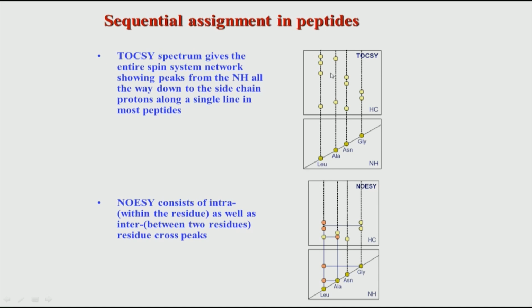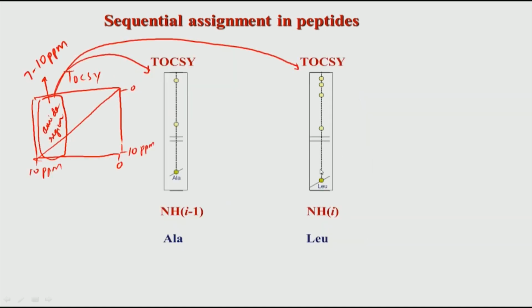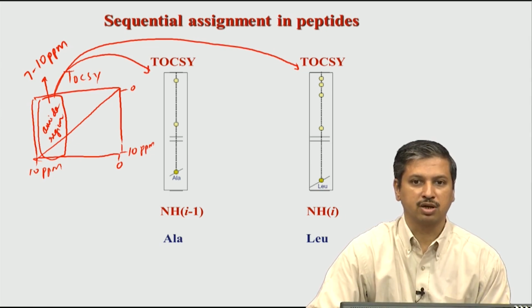This is the TOCSY region, but again remember we are looking only at the amide region, 7 to 10 ppm, where all the peaks of the amide portion come in. The amide means NH. For a given residue, let us say i, suppose we have identified the spin system, and we know it is a leucine spin system. Right now in this class we are going through schematic drawings, not a real peptide. We will see data from an actual peptide in the next few slides, but right now it is all in schematic mode.